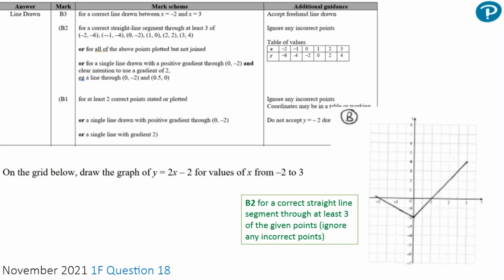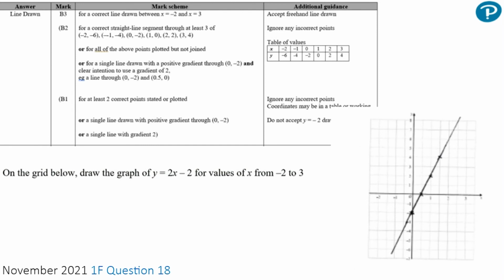Again, difference between internal and external. B2, brilliant. Excellent. Then the next one, we have it going through -2, clearly going through -2. But what they've done is they've not read the scale correctly.